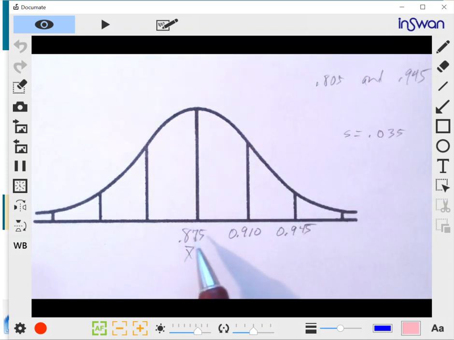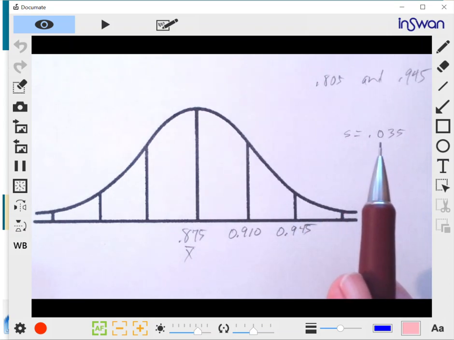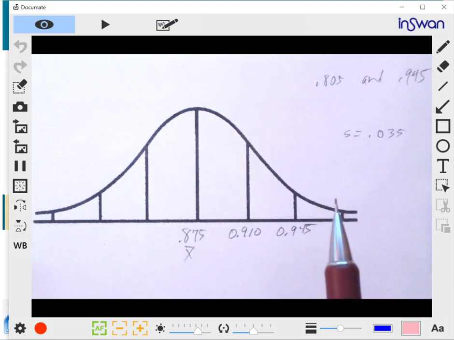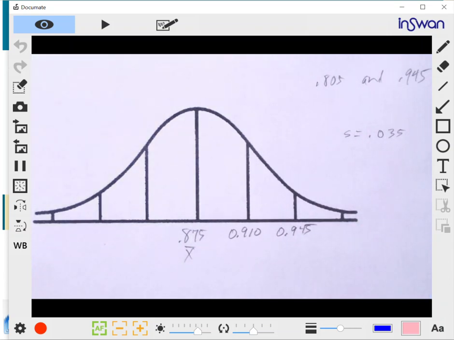So basically, this is our mean. We added 1 standard deviation. We got this number, 91 hundredths basically. And then here we added another 35 thousandths. Again, that's our standard deviation. And we got 945 thousandths, which was the number that we were looking for, one of them anyway.